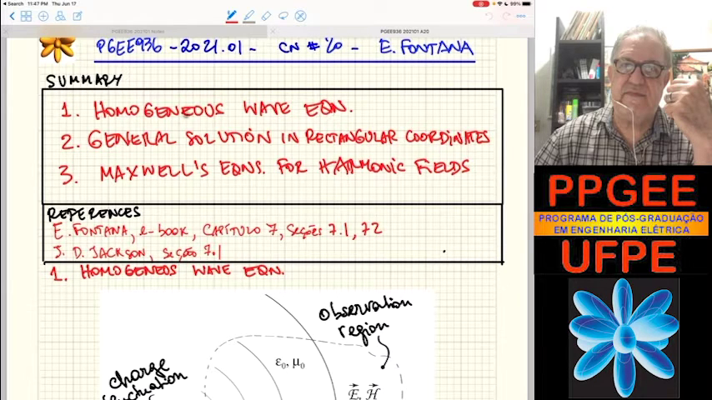So we're going to talk about the homogeneous wave equation. We're going to derive the general solution in rectangular coordinates, and that's going to be a general solution independent of the way the fields vary with time. And then we are going to derive Maxwell's equations for harmonic fields. And today's class is not going to be a very long one, as well.